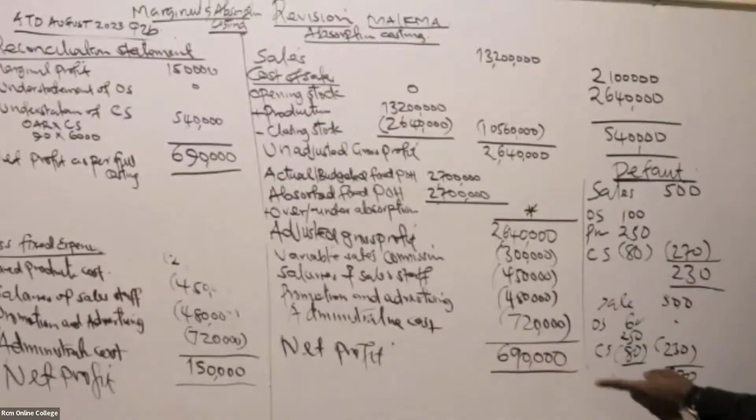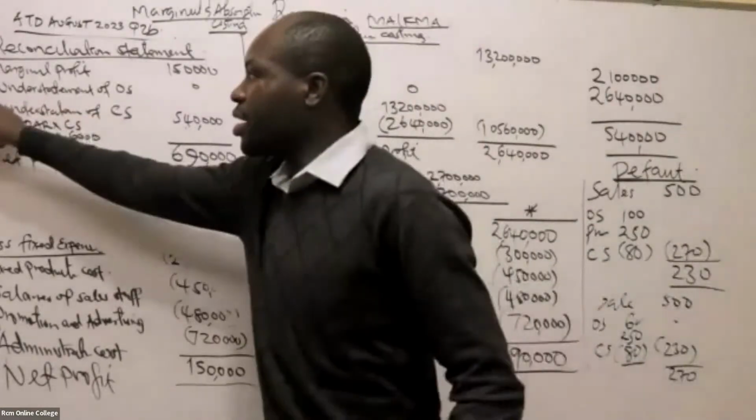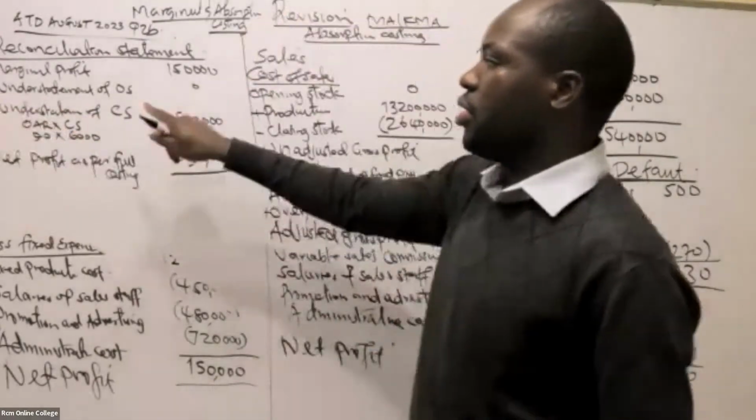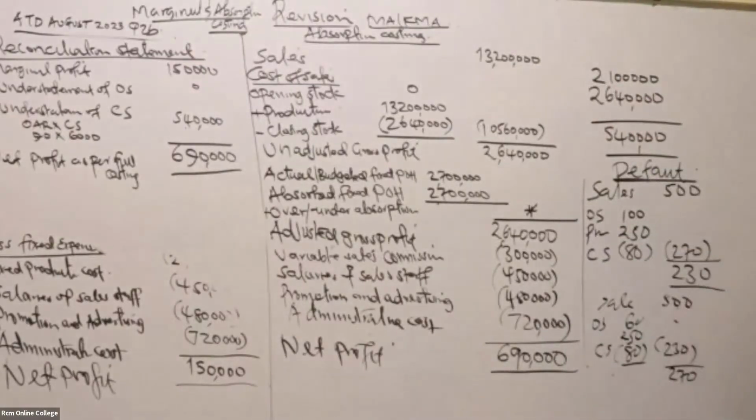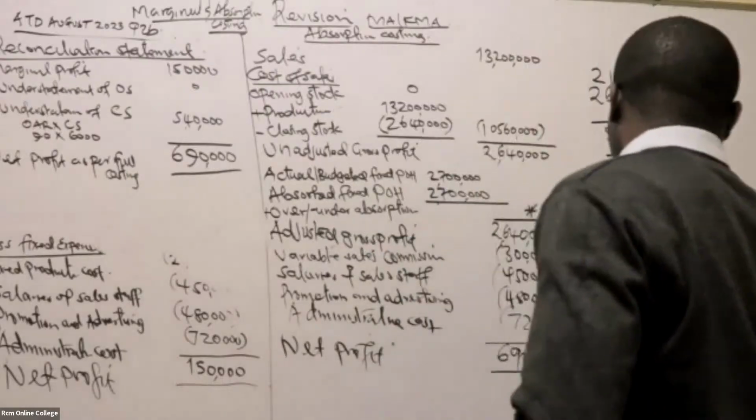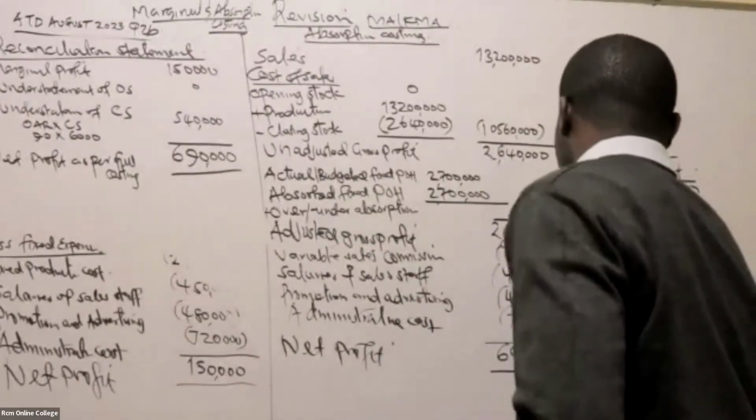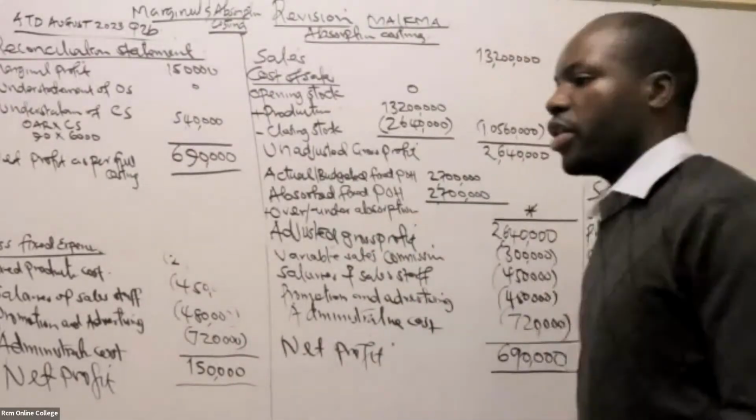So how do we get back to the real profit? We deduct the understated opening stock. What if we were to take the closing stock part? So let's go to the closing stock. We want to interfere with the closing stock.